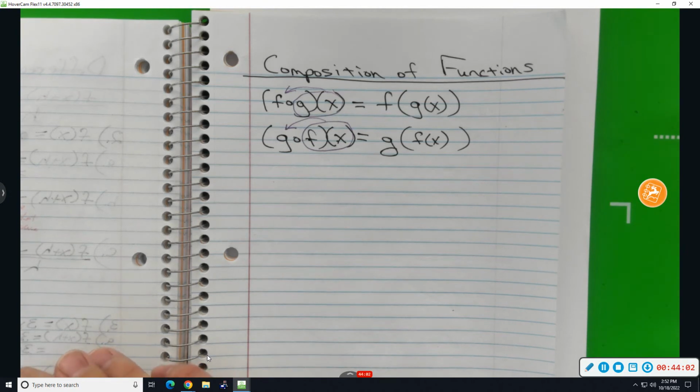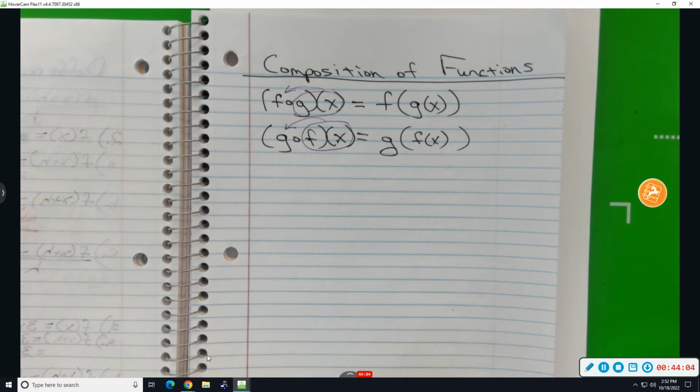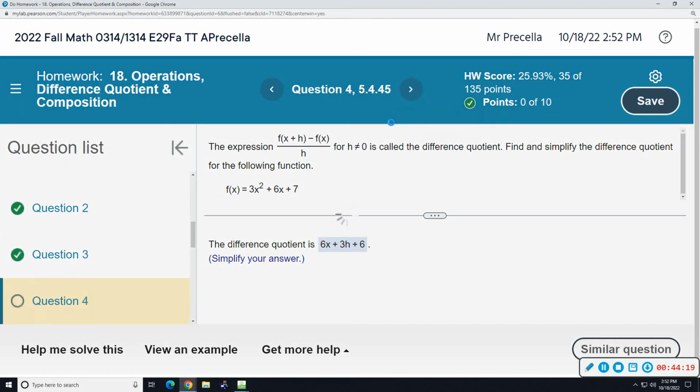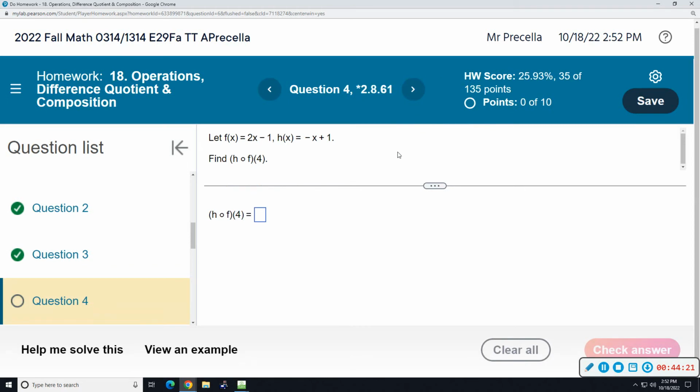It's not as bad as it sounds. We're going to find compositions of functions at numbers, and then we'll find compositions of functions at variables. A composition of two functions at a number will give a final answer that's a number.